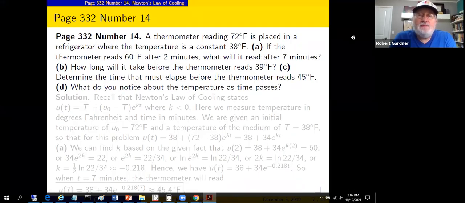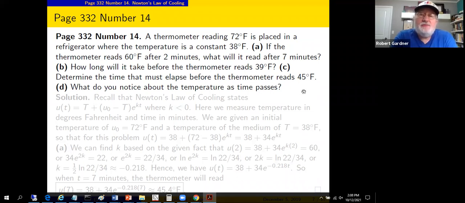The story here is a thermometer reading 72 degrees Fahrenheit is placed in a refrigerator where the temperature is a constant of 38 degrees Fahrenheit. If the thermometer reads 60 degrees Fahrenheit after 2 minutes, what will it read after 7 minutes? How long will it take before the thermometer reads 39 degrees? Determine the time that must elapse before the thermometer reads 45 degrees.